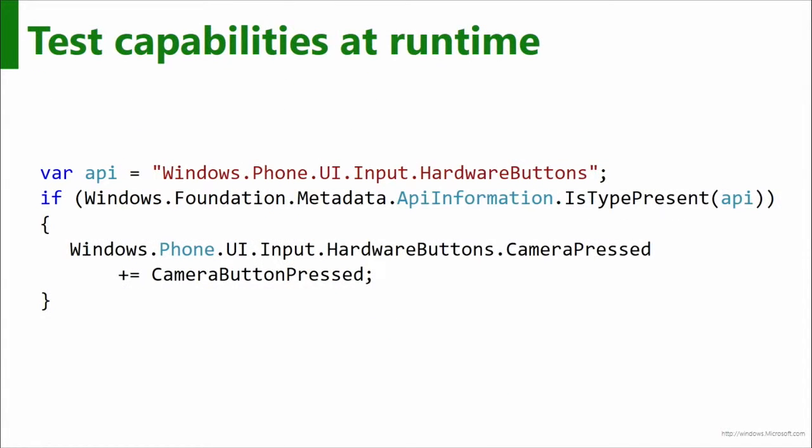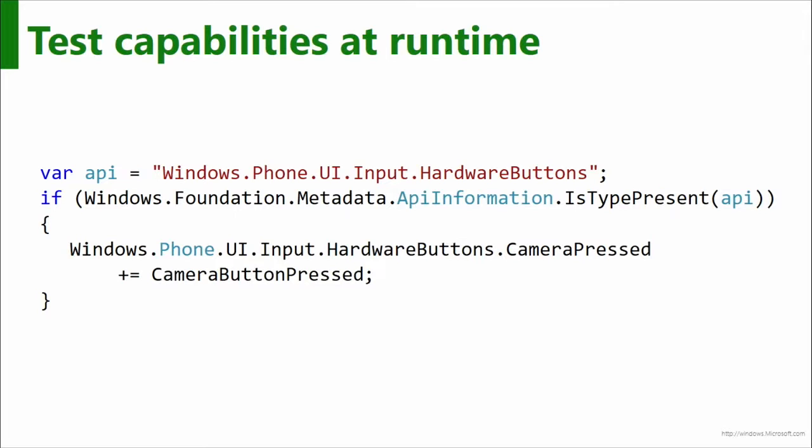Now, how do you do it? So this is the pattern for using it. This is how you gate calls to an API that's in an extension SDK. Okay, so this looks like maybe it's returning a simple Boolean, IsTypePresent. So IsTypePresent is simply saying, is this API available? Can I use it? Are we currently running on a device where this API is available?